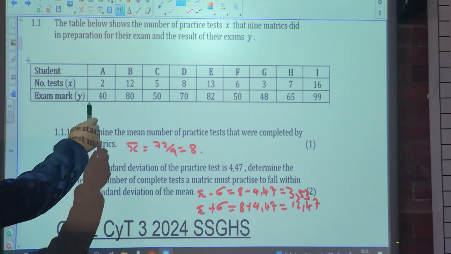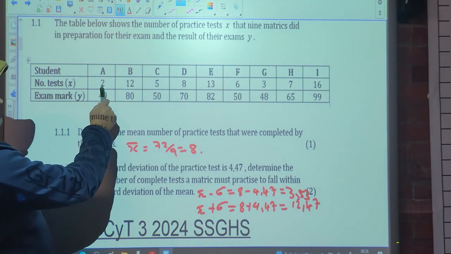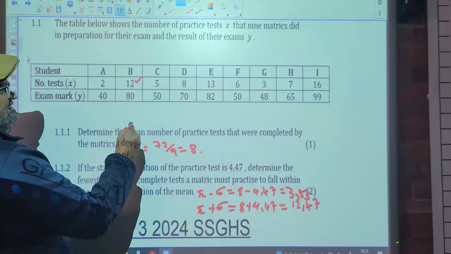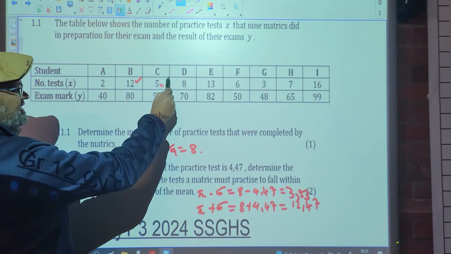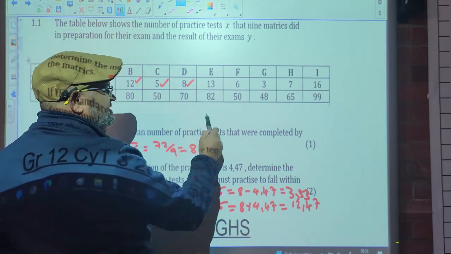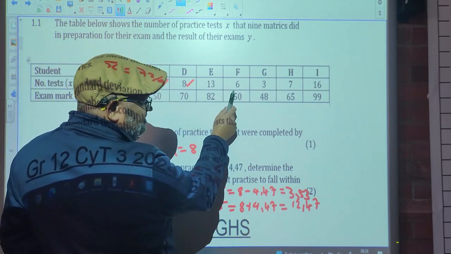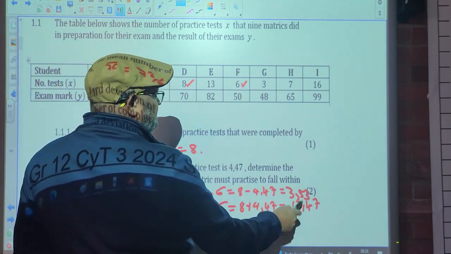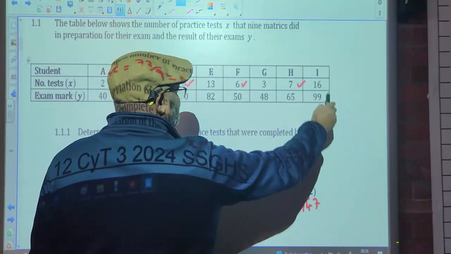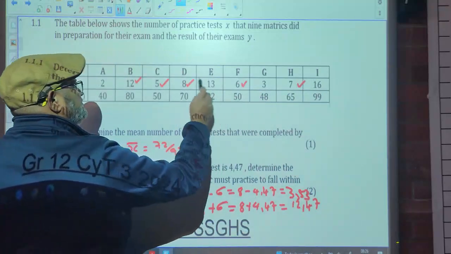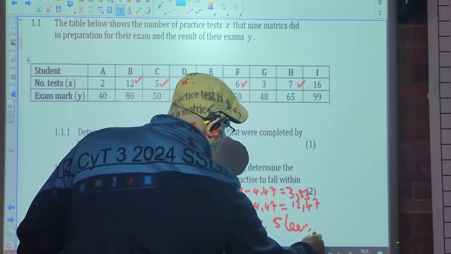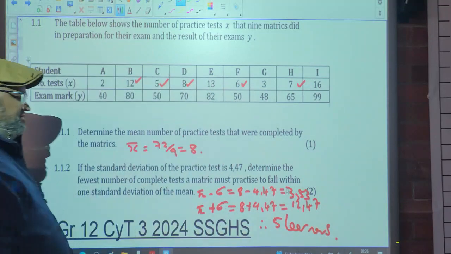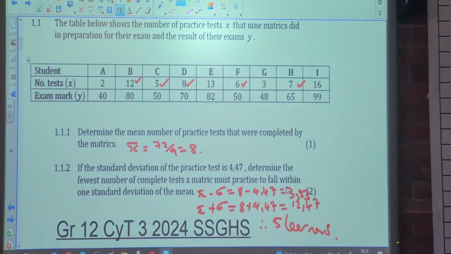So, is the A inside or outside the range? Outside. B is inside. C, 5? Inside. 8? Inside. 13? Outside. 6? Inside. 3? Outside. 7? Inside. 16? Outside. So it's 1, 2, 3, 4, 5. Therefore, 5. Okay.